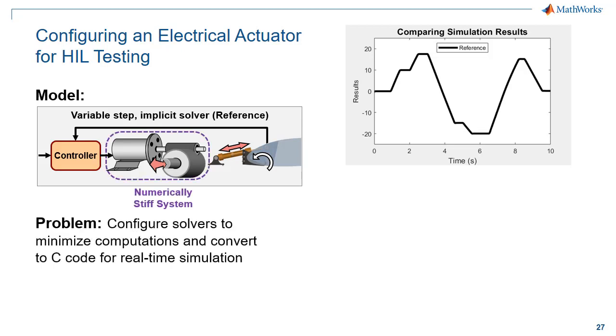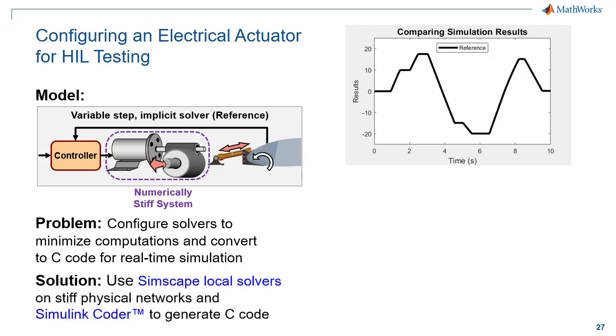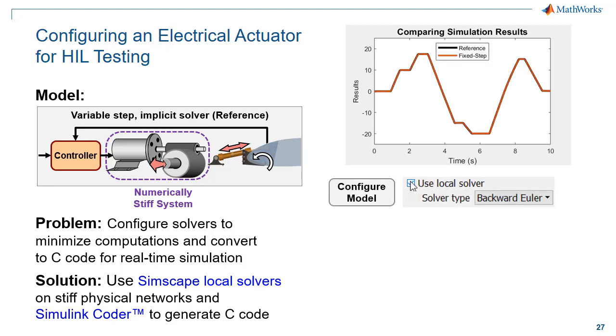We will need to configure the solvers to make the model real-time capable, and convert it to C code so we can download it onto the hardware-in-the-loop testing system. We will use Simscape local solvers and Simulink Coder to do this. Here are the steps we'll go through. First, we'll configure the model to use a fixed-step, fixed-cost solver appropriate for real-time simulation.